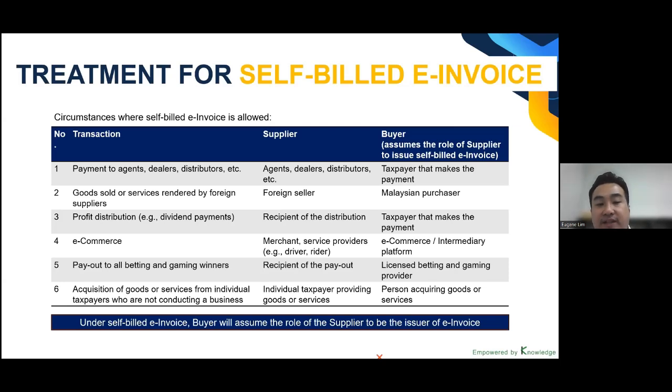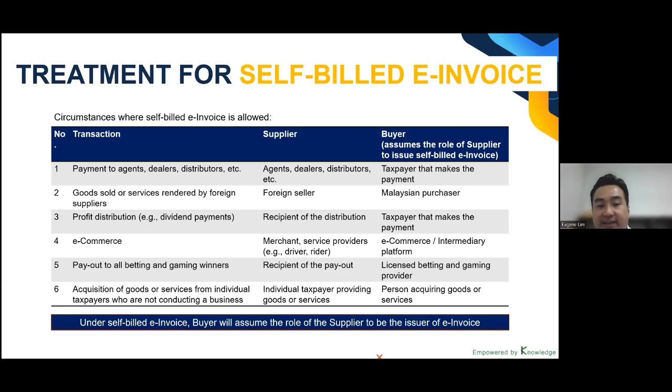The third one is profit distributions. Profit distributions don't need a self-bill e-invoice in the circumstance where you are declaring a company's listed and non-listed dividend. But for mutual funds and REITs, when they declare profit distributions, they need to issue a self-bill e-invoice. The fourth one is on e-commerce. E-commerce is not involving you, so I'm not going to go further. The fifth one is on betting and gambling, also not involved.